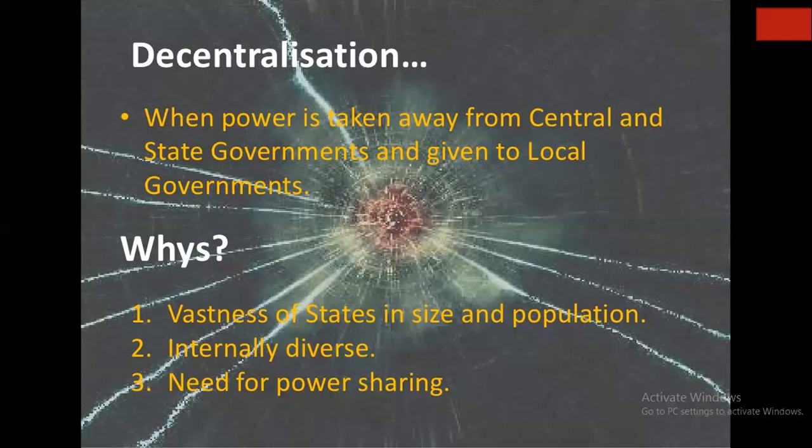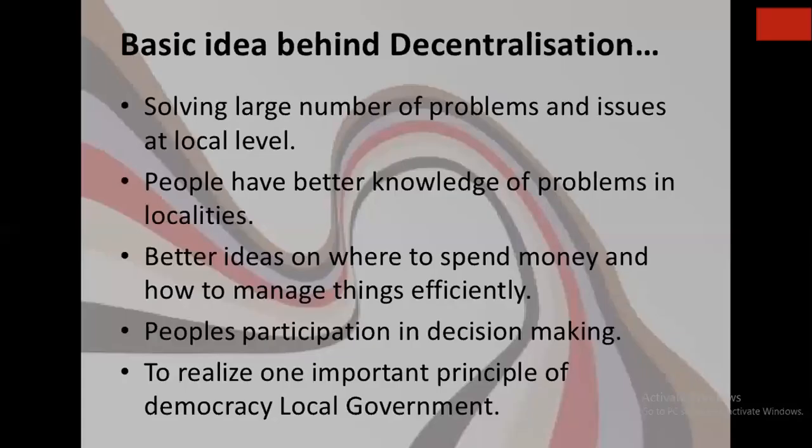And why it happens is the vastness of states in size and population, internal diversity, and the need for power sharing. Because of all these things, we give powers to the local government. As I told you, the basic idea behind this is that the local government is divided into municipalities, towns, villages, and districts.